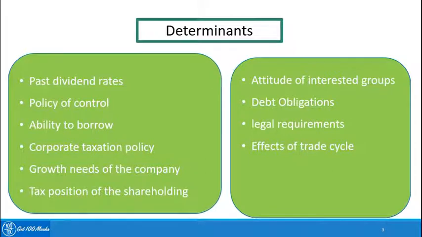Attitude of the interested groups. Interested groups primarily mean the people who are likely to get dividends. What is their attitude? Are they looking at dividends? They may not be looking at dividends immediately, because dividends also increase their tax obligations. The debt obligations of the company, which I have more or less discussed under the ability to borrow. The legal requirements which the company needs to meet under the regulatory system of a country, and the effects of the trade cycle, which means the cyclicality of the business the company is in. Well, those are a few determinants of dividend policy.